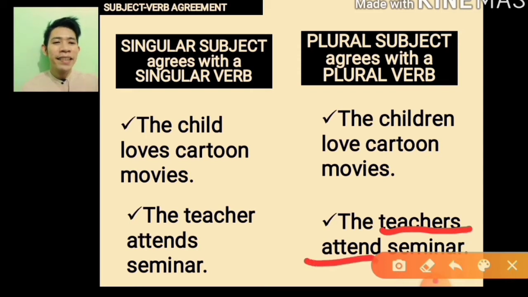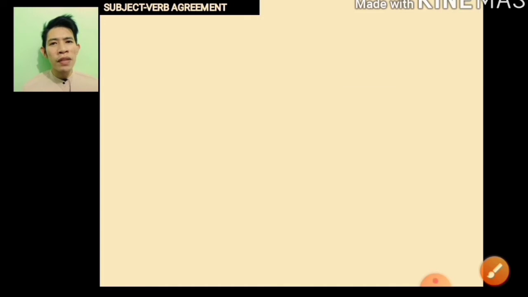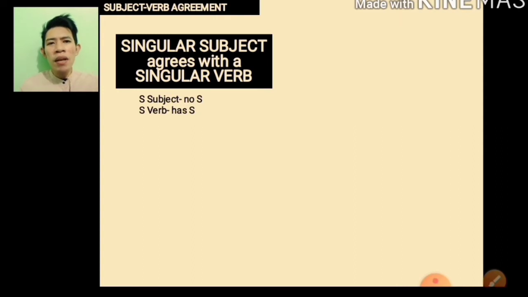Walang S. Okay. So, in order for us to have a simpler explanation with this, singular subject agrees with a singular verb. In other words, if the subject is singular, no S. Again, if the subject is singular, no S. But if the verb is singular, there is S. So, kapag ang subject daw ay singular, ang verb ay may S. Okay? Again, kapag ang subject ay singular, walang S. So, ang verb natin is may S. Okay?